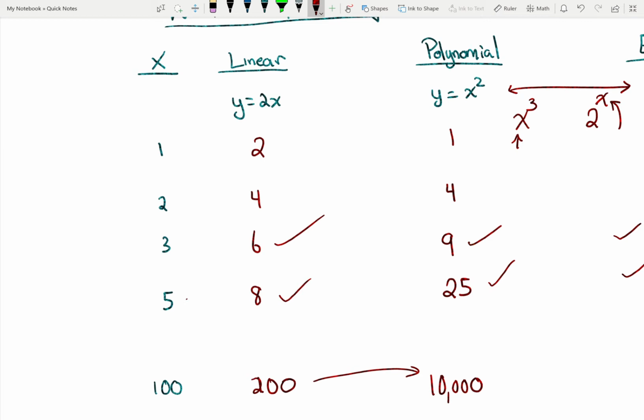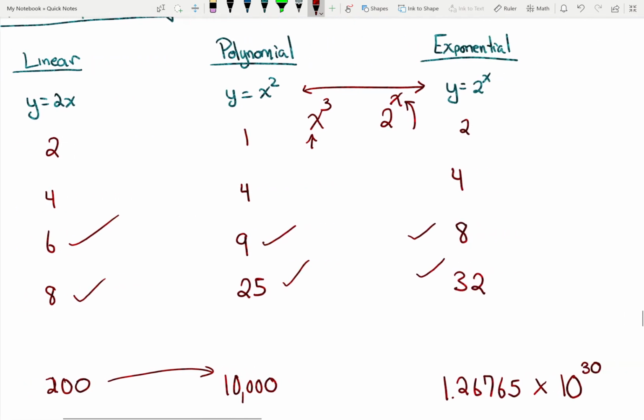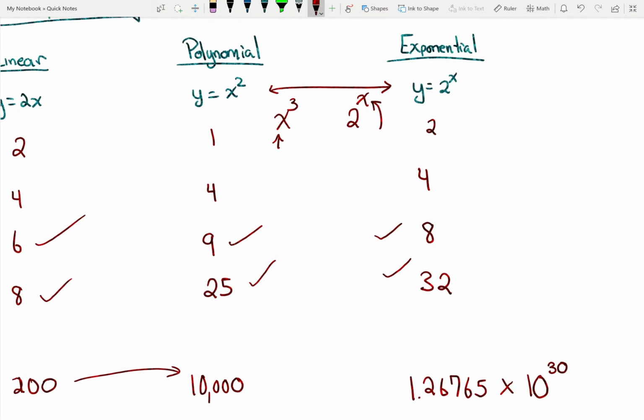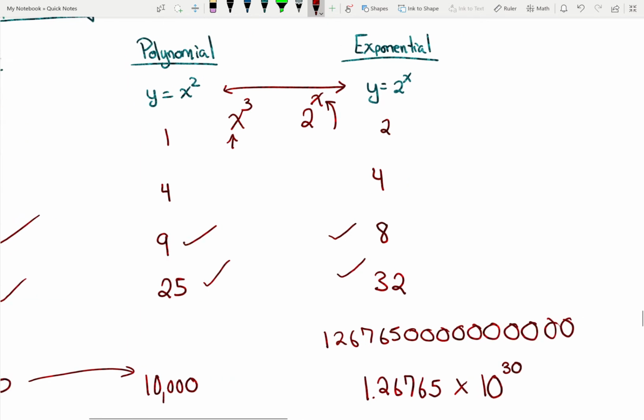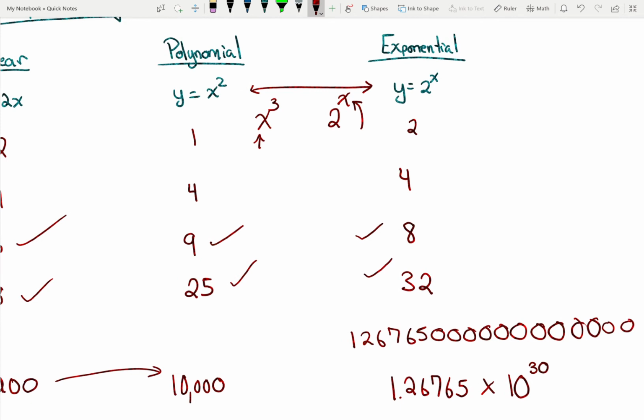So what happens if we put 100 into our exponential function? Well, we get this number, 1.26765 times 10 to the 30th power. So what that means, it's this number, 1.26765, with 25 zeros after it. Now, obviously I didn't do all the zeros, but I think exponential has won by a huge margin here. So that's the thing that's so special about exponential growth. It grows very fast, very quickly.